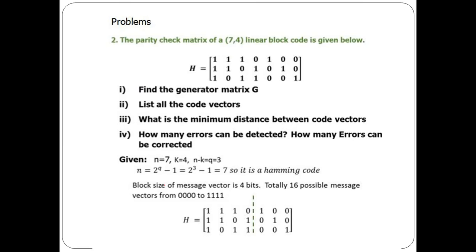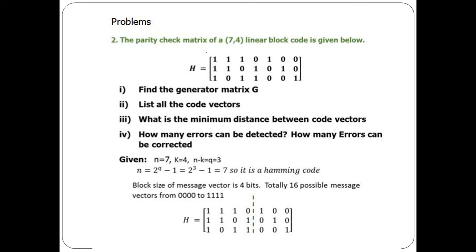We can also find these things from the H matrix. In the second problem, they have given the H matrix. Like I said, they may give the G matrix, generator matrix, parity matrix, or parity check matrix.